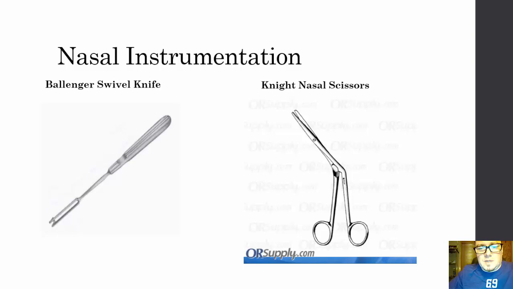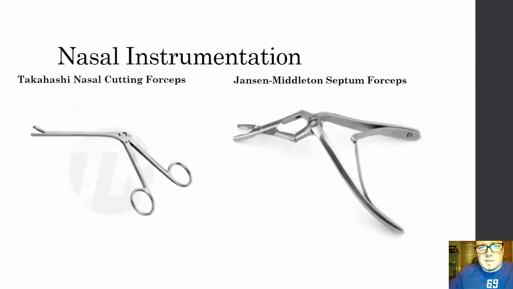Some of the nasal instrumentation, this is available in your laboratory also. Ballenger swivel knife and the Knight nasal scissors. Takahashi is that kind of narrow cupped rongeur that is used in many procedures. Jansen-Middleton septum forceps, we're going to fix the nasal septum with that. Septoplasty and a submucous resection, we use that quite a bit to bite out chunks of that overgrown septum or deviated septum.